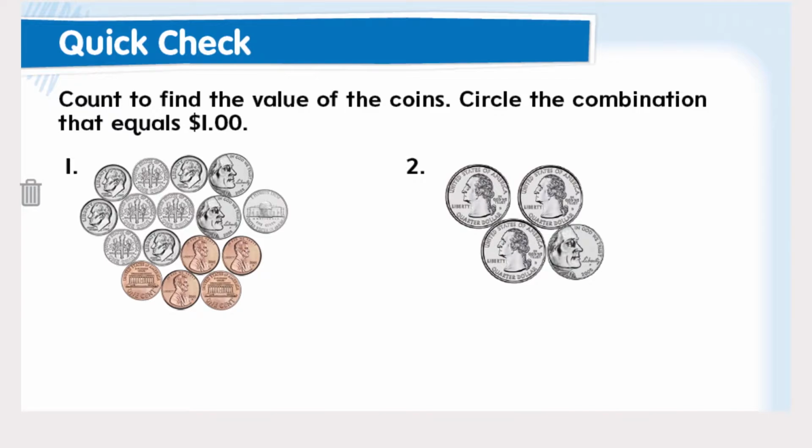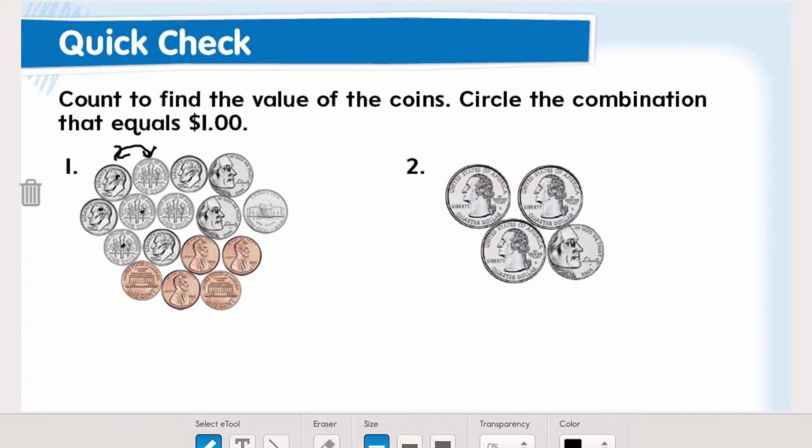Count to find the value of the coins. Circle the combination that equals $1. So let's look here. Now this I know stumped some of you on our test, but this is still a dime. That's just the back of a dime, and this is the front of a dime, but all of those there are dimes. So 10, 20, 30, 40, 50, 60, 70, 80. So we've got 80 cents in dimes.